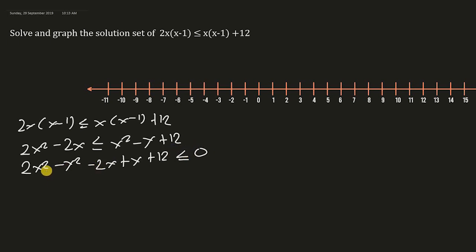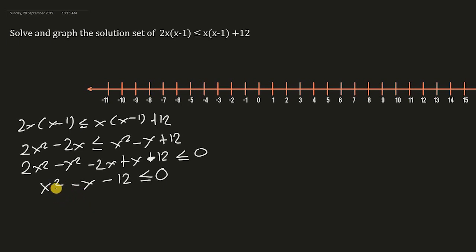Let's add like terms. 2x squared minus x squared is x squared. Negative 2x plus x is minus x. That would be equal to, sorry. Negative pala to, guys. Negative to. Kasi positive doon, tinranspose natin ng negative. So, that's minus 12 is less than or equal to 0.